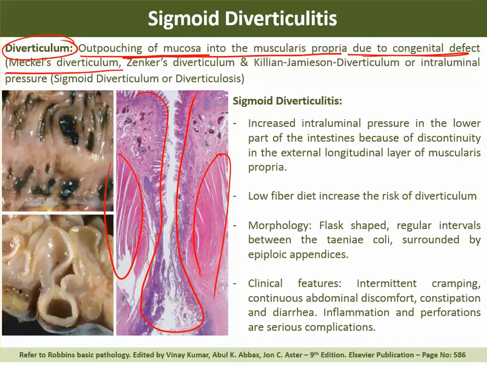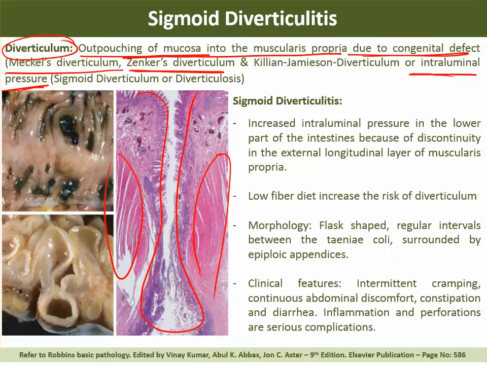It can be seen in the pharyngoesophageal region, where it is called Zenker's diverticulum. And in the sigmoid colon also you will get this diverticulum because of intraluminal pressure. For example, if the person is having constipation, which means the stool becomes very hard, that creates luminal pressure. So this diverticulum happens.